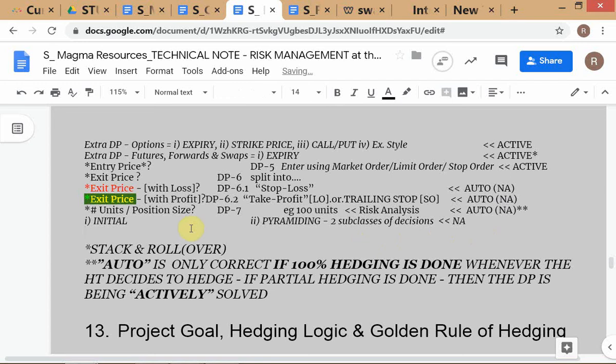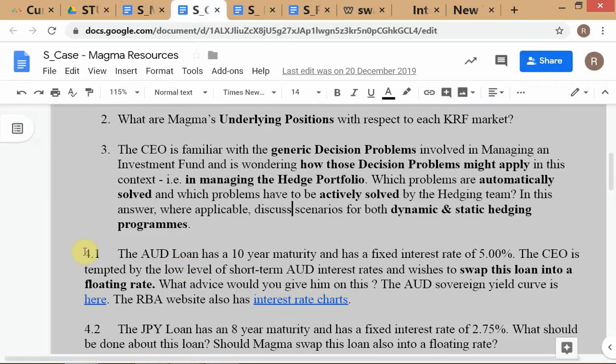Okay. All right. And initial position, basically, that we have already discussed. This is what we have discussed. When we talk about these solution methods, automatic or active, we are referring to the initial decision. So that's basically already covered as above, right? Okay. So that finishes our discussion of question number three in the case, right? Question number three is the decision problems and a discussion of the decision problems to get an understanding of how.